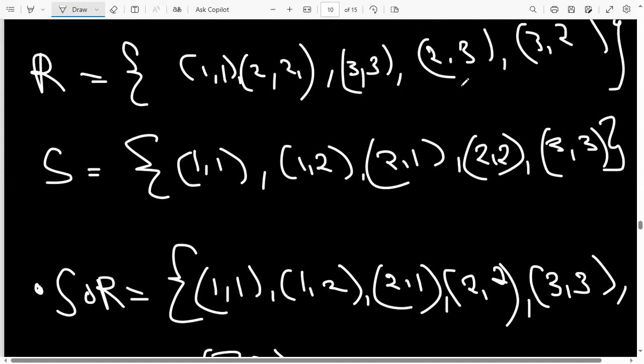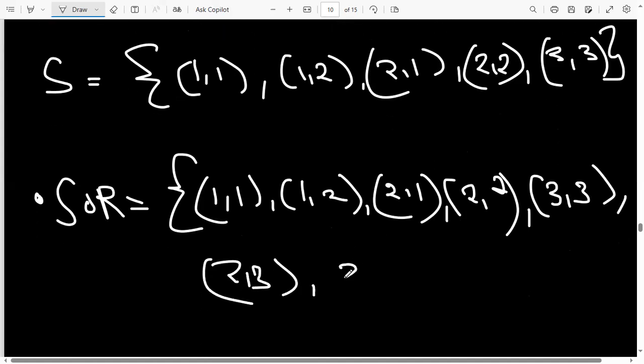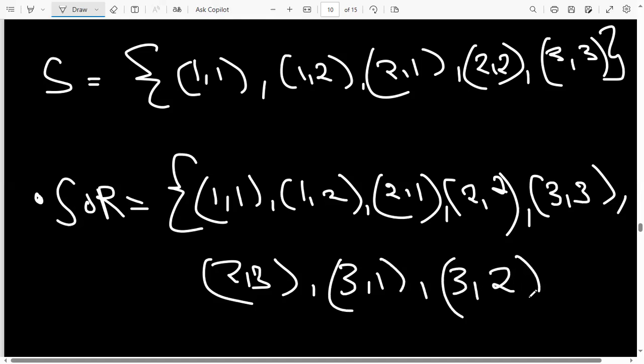Okay, so we are done with this. And then we check this. R maps 3 to 2. What does S do to the 2? It maps it to the 1 and then to the 2. So I have (3, 1), and then (3, 2). So let me write it here. This is our composition here, my S of R.